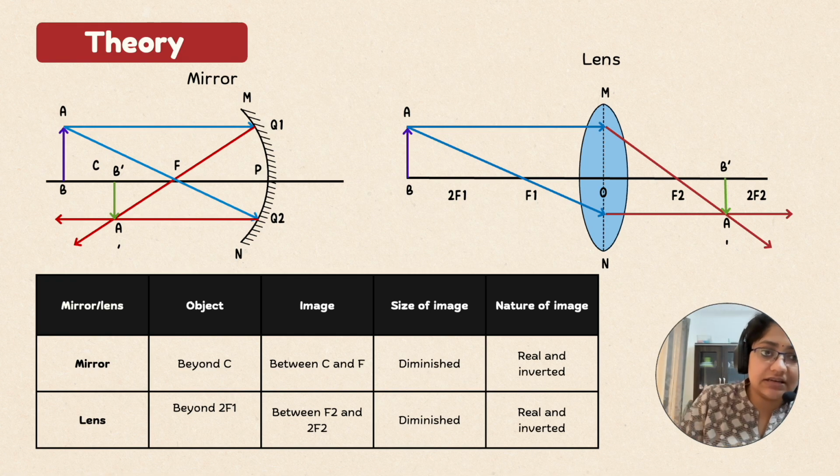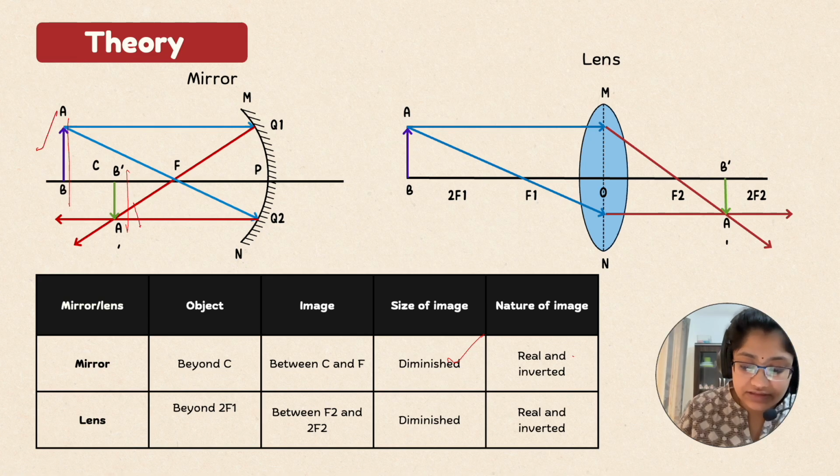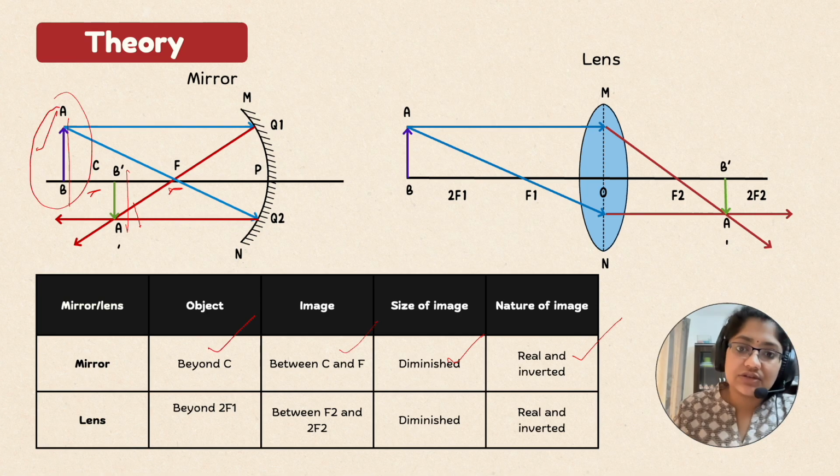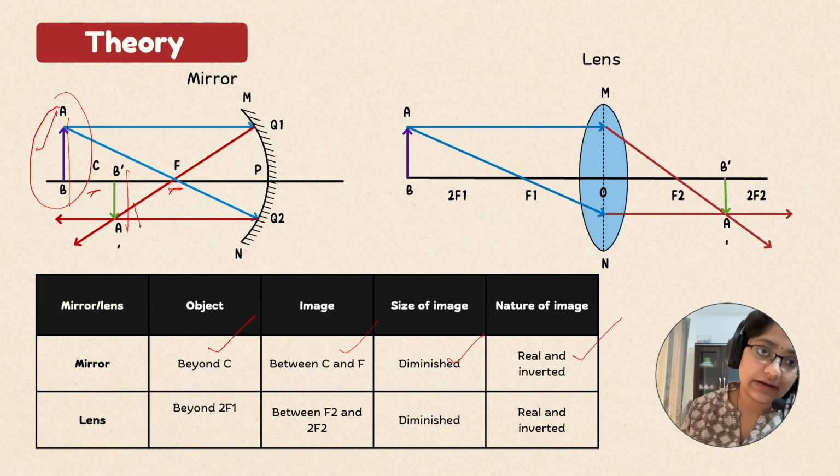So as you can see here, the object height and the image height show that it is diminished. It is inverted. This is facing up, this is facing down. So it is real and inverted. It is falling between C and F and the object is placed beyond C. So this is how you ensure that the ray diagram is theoretically accurate. So we will try to build the checklist around this and also learn the steps of drawing this accurately such that you never go wrong.